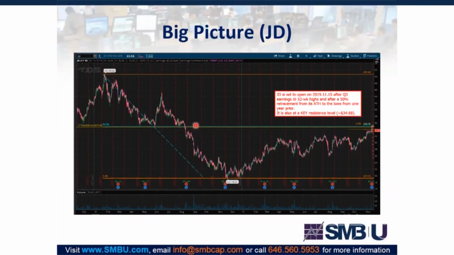So this is a 2-year chart from the highs back in January of 2018 down to the lows over here in late November, early December. And we were at about a 50% retracement from the highs to the lows at that particular point. JD had just reported earnings the day before. And we had a key resistance level here at about 34.68. You can see it coincides with the 50% retracement, as well as where the stock had closed the prior day.